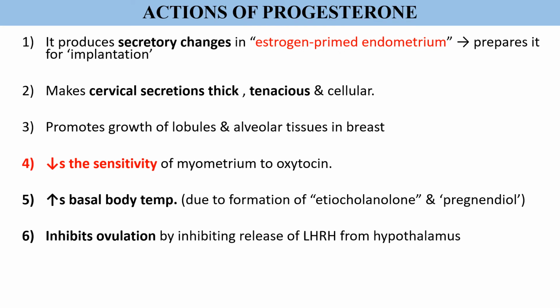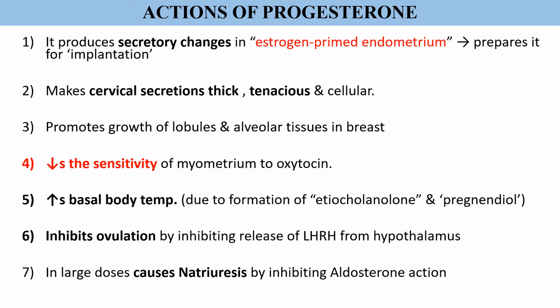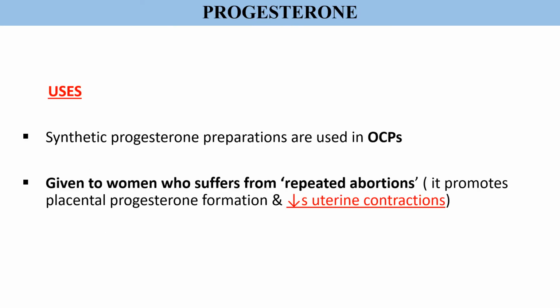It inhibits ovulation by inhibiting the release of LHRH from the hypothalamus. In large doses, progesterone causes natriuresis. Synthetic forms of progesterone are used for the preparation of oral contraceptive pills. It is also given to women during pregnancy who suffer repeated abortions.